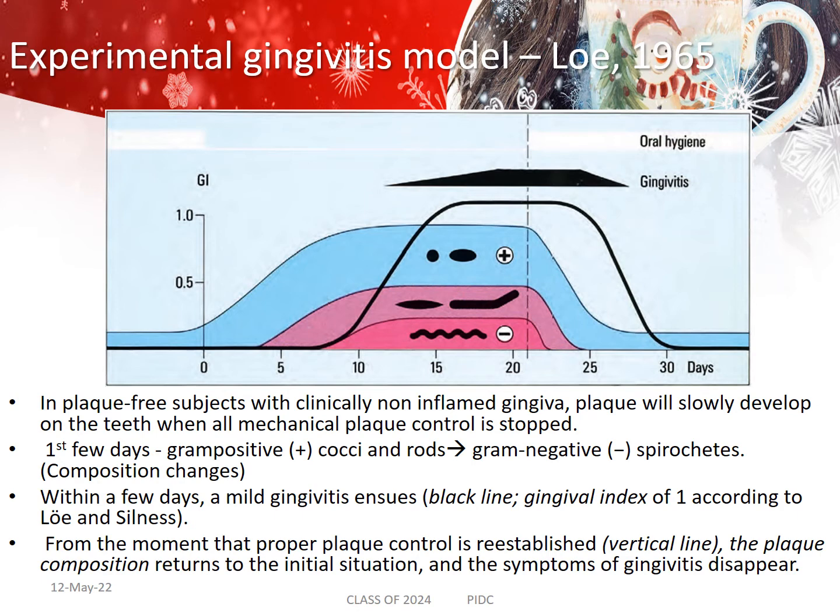For the first few days, there are gram-positive cocci and rods. Eventually, after the first few days, you will have gram-negative bacteria, where the gram-positive changes to gram-negative. Within a few days, there could be a mild gingivitis. From this moment, proper plaque control was established, according to this study, and he found that the symptoms of gingivitis disappeared. So in other words, gingivitis is a reversible condition if you are able to remove the plaque present.